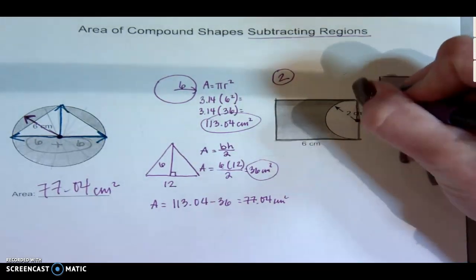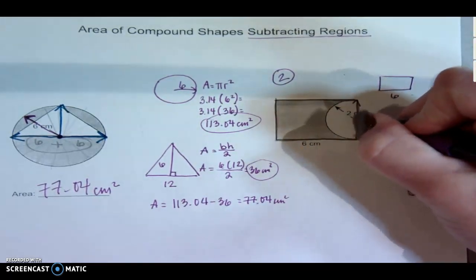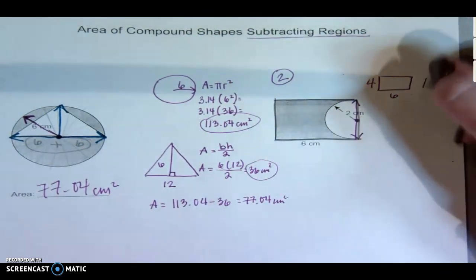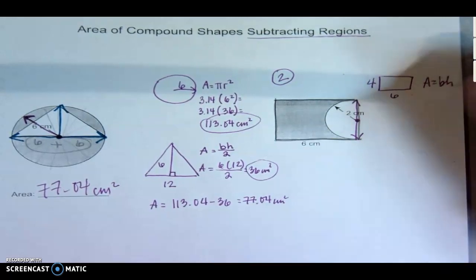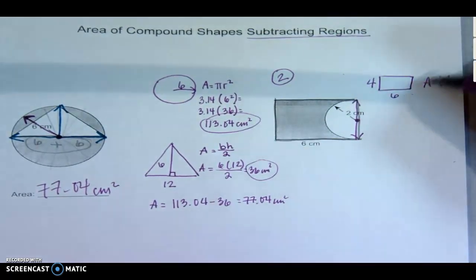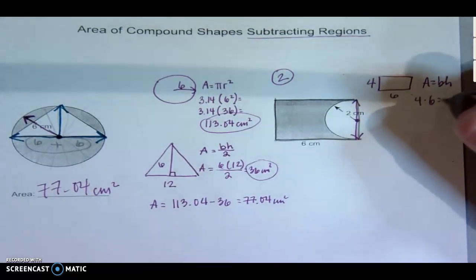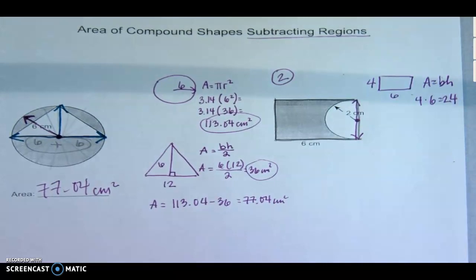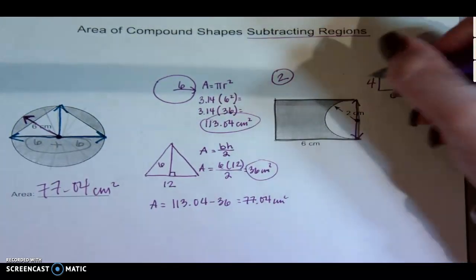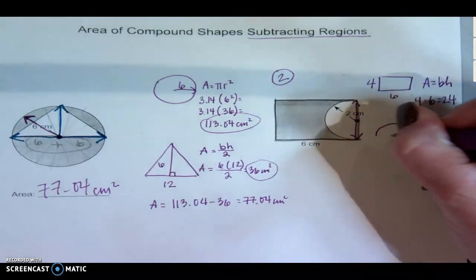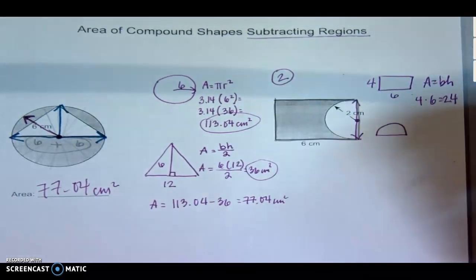Again, how do I know this? This is a 2 centimeter radius. It's 2 centimeters radius, which gives me the measure of diameter, which is 4. And this is a really nice situation. We have a lot of comfort with the area for rectangles. So 4 times 6 will give us 24 square centimeters. All right, so that was step number 1. And for our step number 2, we have a semicircle.